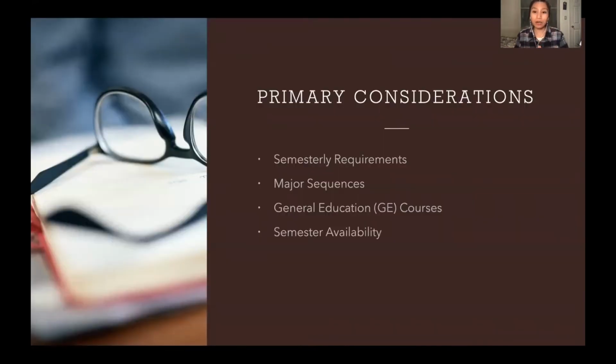Here are our primary considerations: semesterly requirements, major sequences, general education courses, and semester availability. When putting together your 4-year plan, we really want to consider each of these things separately, even though they are really all intertwined.